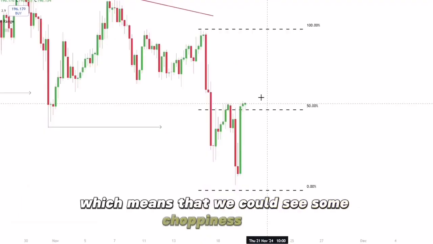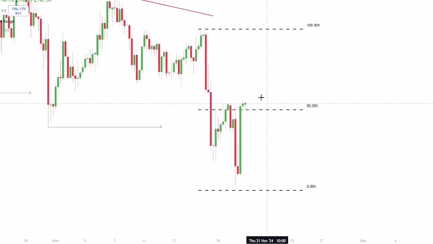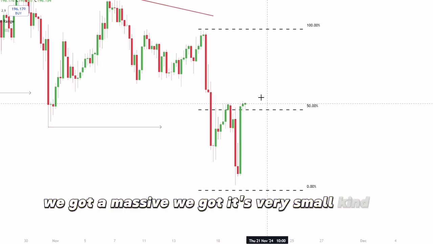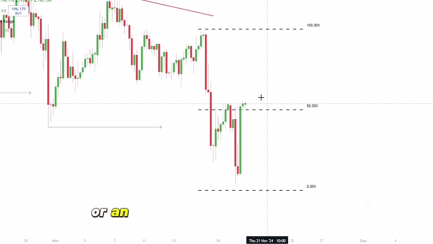Could see some choppiness. But again, we have a fair value gap up here. We got a very small kind of POI, but we have a fair value gap or an inefficiency over here to fill. This is a fair value gap.